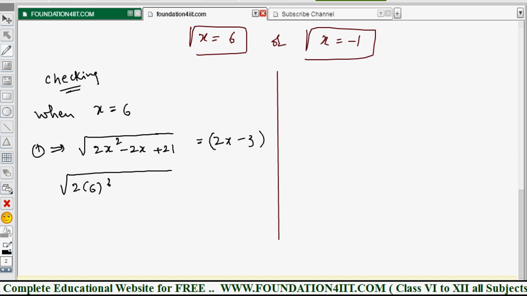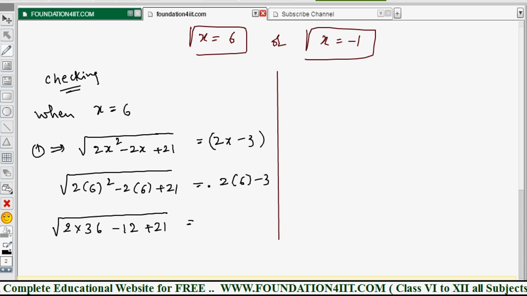Just by substituting: 2 into 6 square minus 2 into 6 plus 21. This side is 2 into 6 minus 3. So the square root of this is 2 into 36, because 6 square is 36, right? And minus 2 into 6 is 12, plus 21. And this side is 12 minus 3. You can see both the sides.